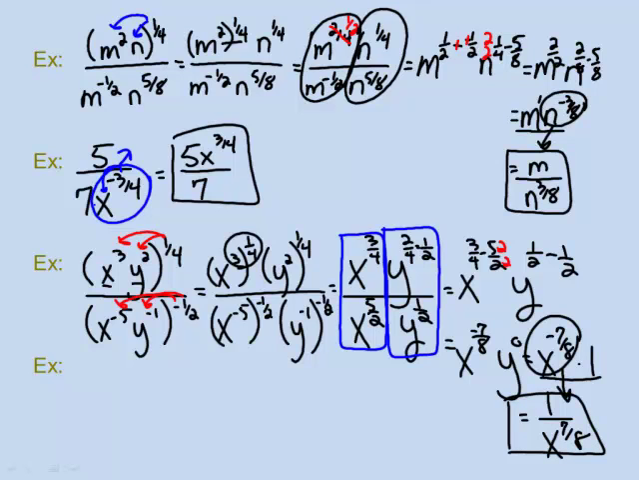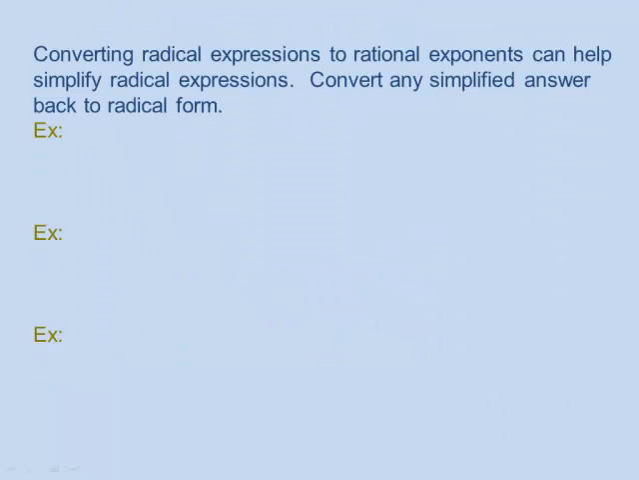And I didn't really leave enough room to do a 4th example on this page, so we're going to go on to the next page. For our final topic, converting radical expressions to rational exponents can help simplify radical expressions. The instructions, therefore, are to convert any simplified answer back to radical form after using rational exponents to simplify the following. So let's say that you're given this problem, the 6th root of x cubed, and you're going to use rational exponents to simplify that.